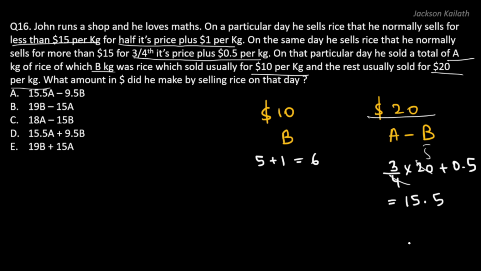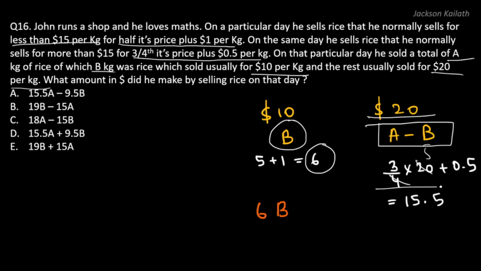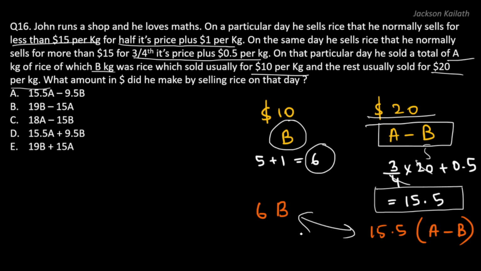Now let's go ahead and try to find how many dollars he made on that particular day by selling B kilogram of rice, and each kilogram costs $6. The total amount made is 6 into B, right? And in a similar manner, the total amount made by selling A minus B kilogram, where each kilogram costs $15.5, would be 15.5 into A minus B. And the total would be obtained by just adding these two.